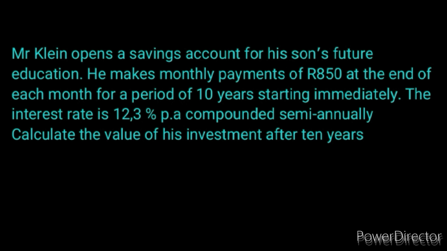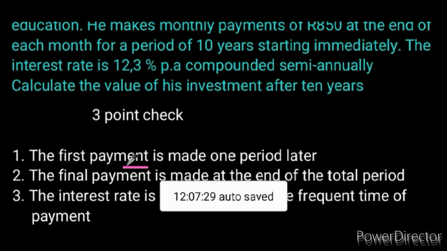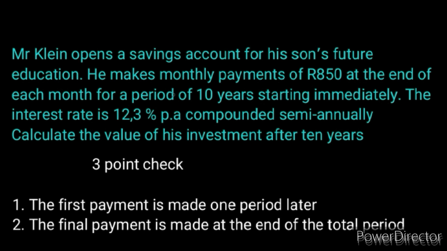So let's use the 3-point check. So we have to find out, is the first payment made one period later? So notice that he's paying monthly, right? He's paying monthly. Now when does he start? He starts immediately. So it's not at the end of the month or 1 month later. If they say at the end of the month, it's the same as 1 month later. So he makes his first payment immediately.